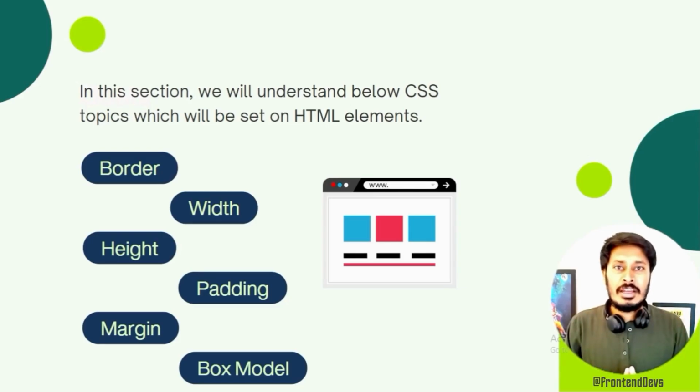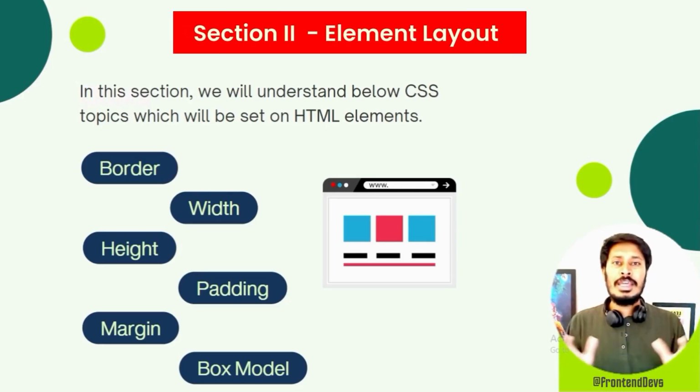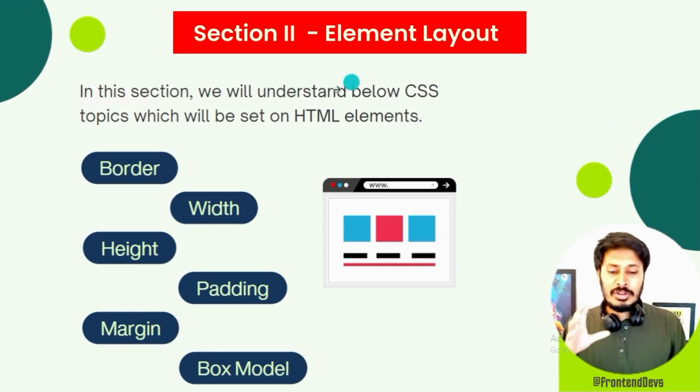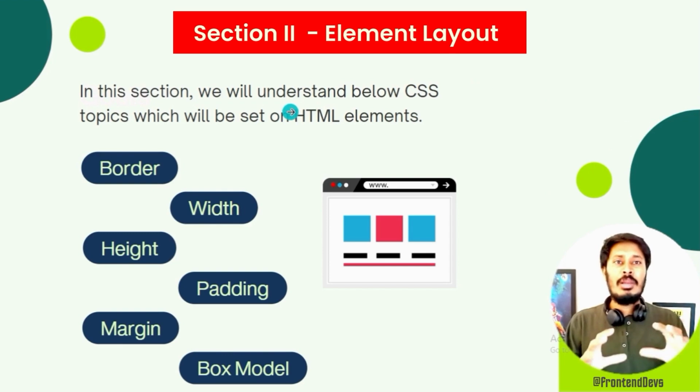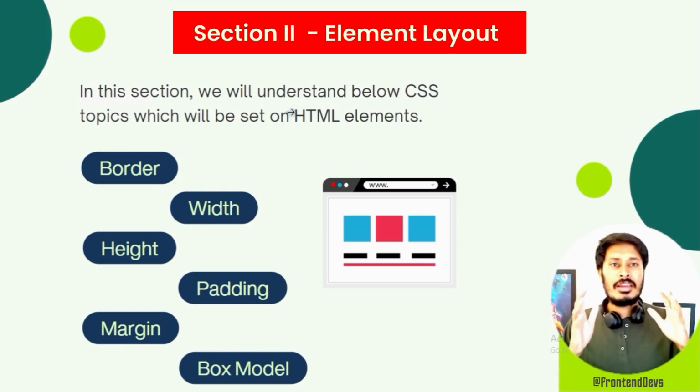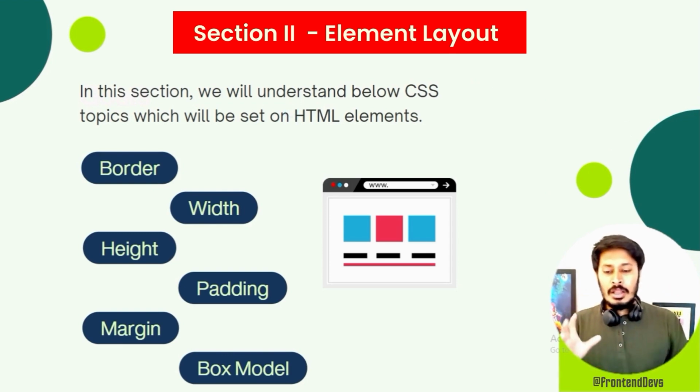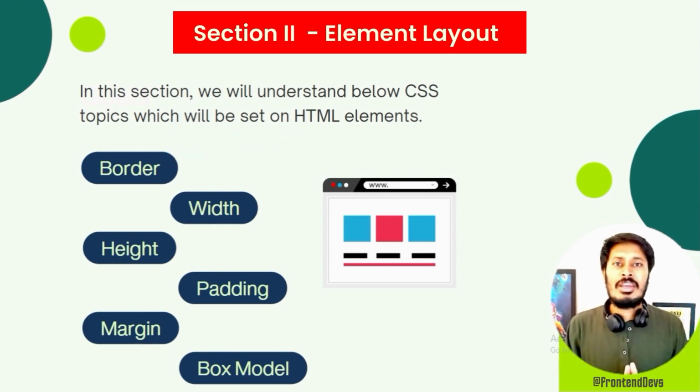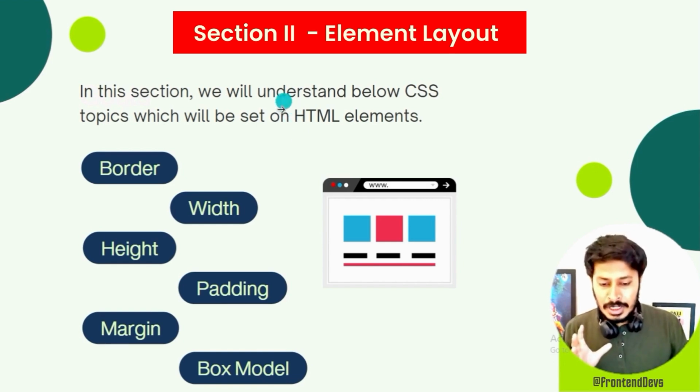After CSS colors, now let's move to the next section. In this section, we will understand the below CSS properties that will be applied on HTML element. The first property is border. When we go with any HTML element, by default, we don't have any border to it. And we can set border to it by using the border property.